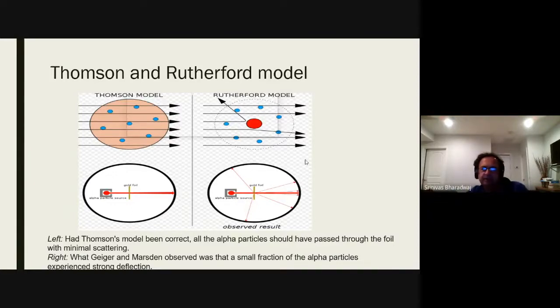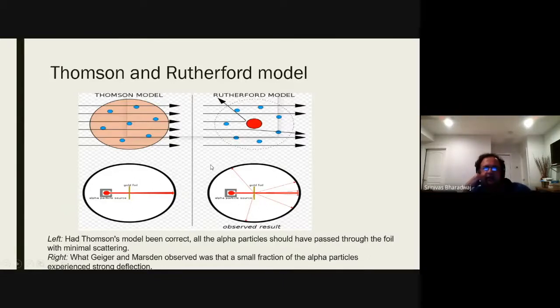Geiger and Marsden found that a small fraction of the alpha particles experienced significant deflection. You can see this picture, right? Some of the particles would just fly off, pushed like that, pushed like that, really strong deflections. Why was that? The plum pudding wouldn't cut it. If there was a uniform mush, all of them would go through the plum pudding and reach the other side, right?